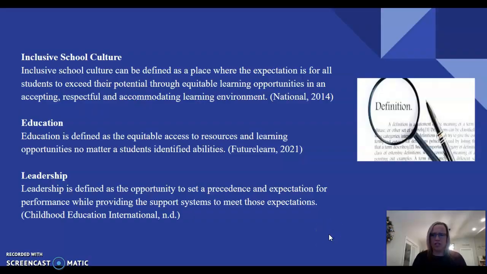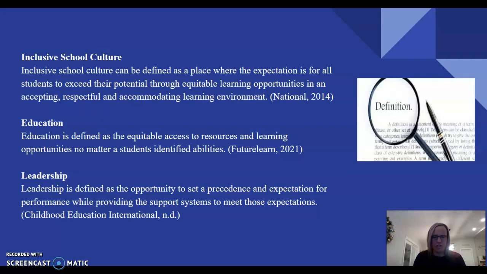So thinking about definitions, how I would define an inclusive school culture. I think that inclusive school culture can be defined as a place where the expectation is for all students to exceed their potential through equitable learning opportunities in an accepting, respectful, and accommodating learning environment. I believe that education is defined as the equitable access to resources and learning opportunities, no matter a student's identified abilities.